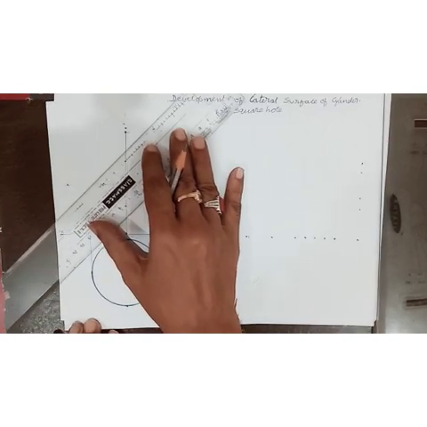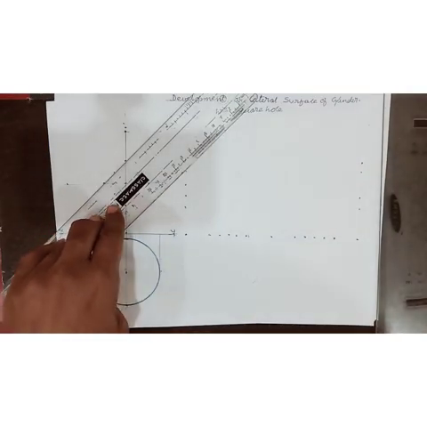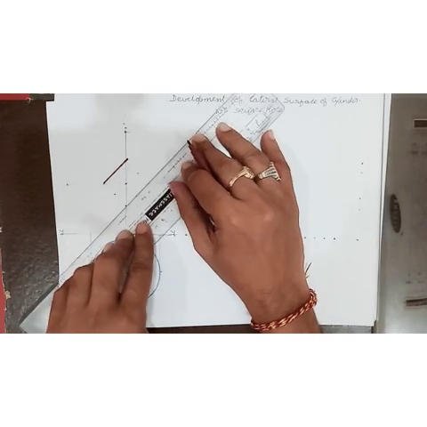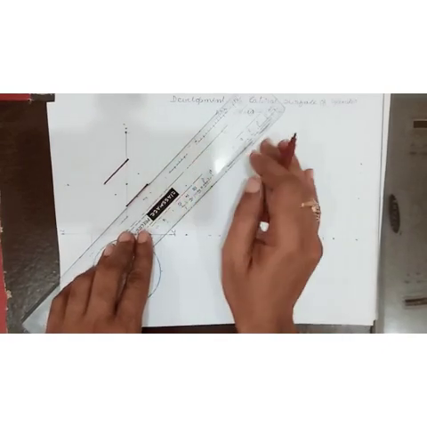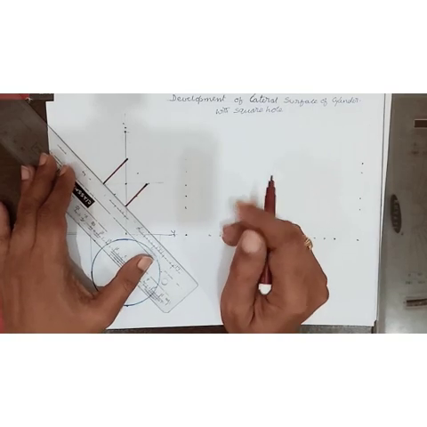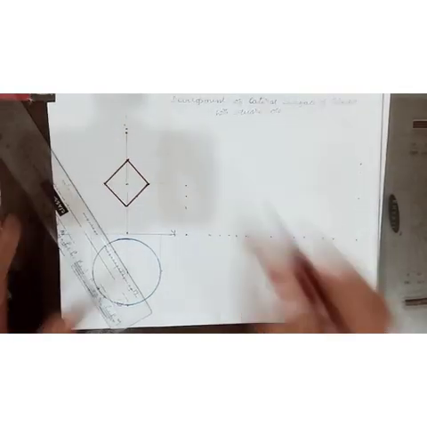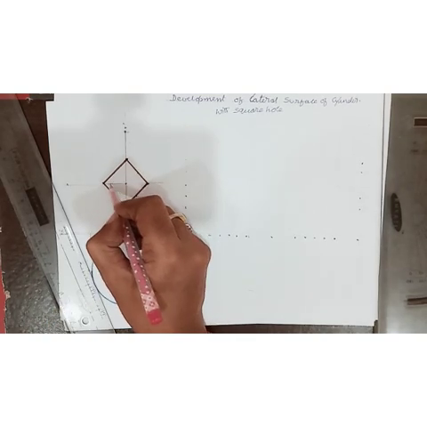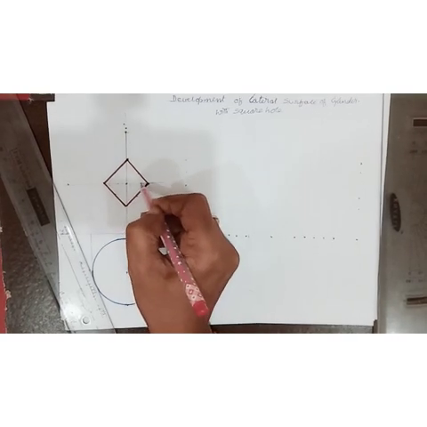Now parallel to that one, and this distance should be how much? The distance should be 25 mm. That is given in the problem. Then parallel to that with a distance of 25 mm, and again join this. Here in these cases, the angle between the side and this line is 45 degrees, and this side and this line is 45 degrees.